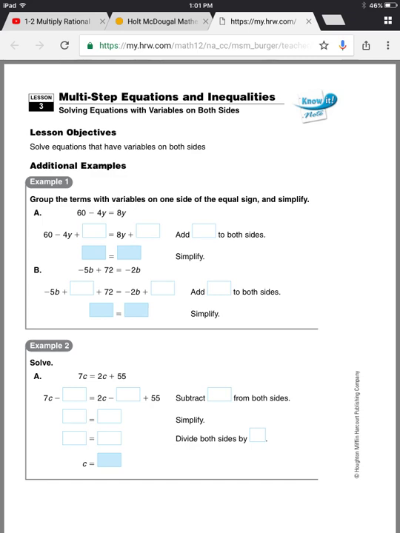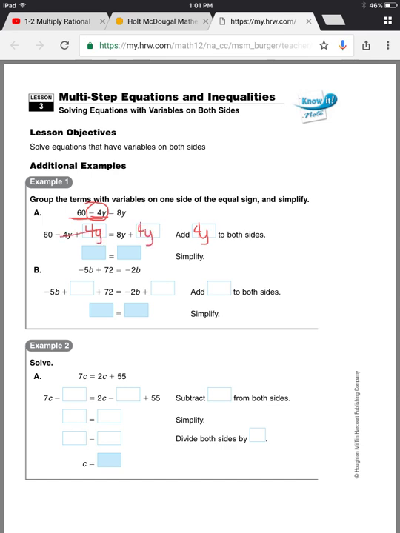More equations today. These equations have variables on both sides. So the first thing we're going to do today is group the terms with variables on one side of the equal sign and simplify. Since we have variables on both sides, we want to look at the side that has a variable and a constant. And instead of moving the constant first, we're going to move the variable. We're still going to do the opposite, and because the 4y is being subtracted, we're going to add 4y to both sides.